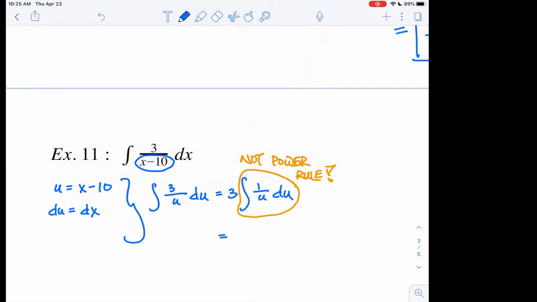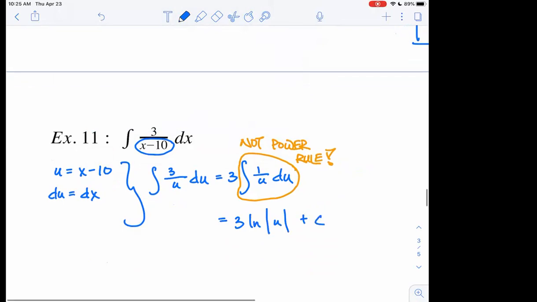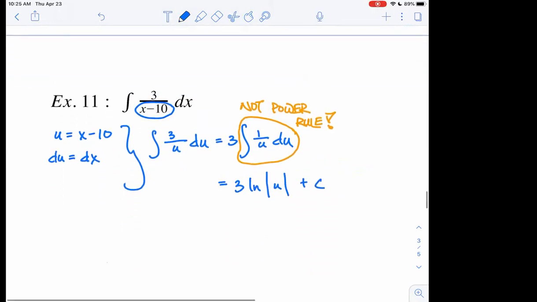So that means my antiderivative is 3 natural log, and we want to put that u in absolute value. So 3 ln of the absolute value of u, plus c. The reason we want to put it in an absolute value, for those of you who know what the natural log function looks like, is that there's no function on the negative side. So we need these absolute value bars to make sure we're keeping everything inside the domain.